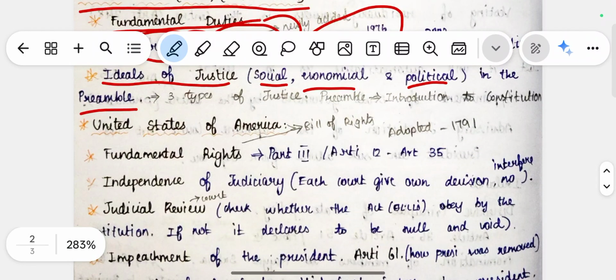Then the United States of America. We got most of the important systems from the United States of America.